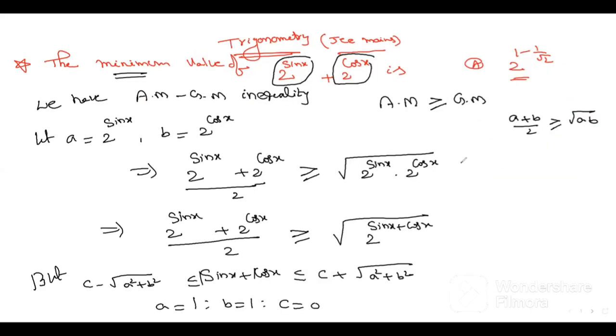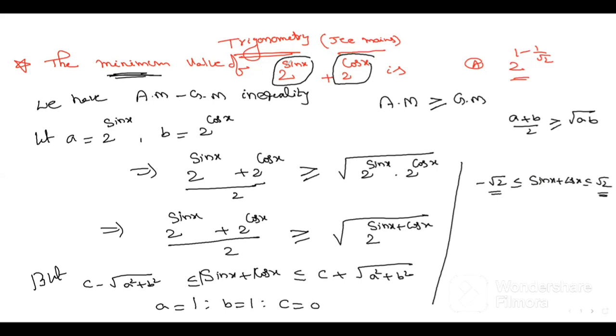What we get here? c minus root a square plus b square becomes minus root 2 less than or equal to sin x plus cos x less than or equal to root 2. Okay. So what we get here? 2 to the power, the minimum value is minus root 2, the maximum value is plus root 2, of sin x plus cos x.